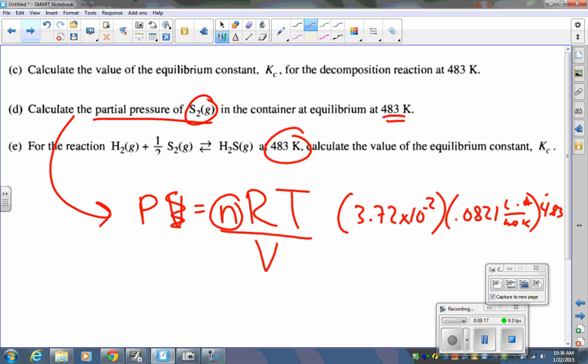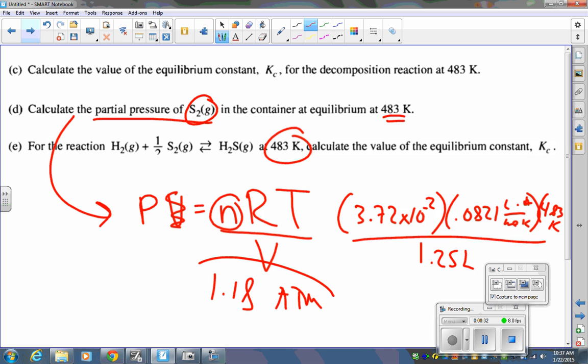And then on the bottom, my volume. Well, the volume they told you was 1.25 earlier in the problem. You plug it all in, you are going to get a pressure of 1.1 atm. So it's going to be equal to D. The correct answer is 1.18 atm. Remember, if they ask you for pressure in a gaseous equilibrium problem, you're just going to use PV = nRT.